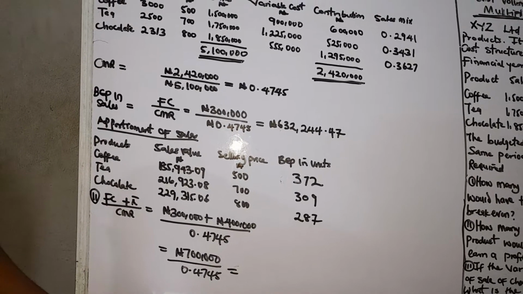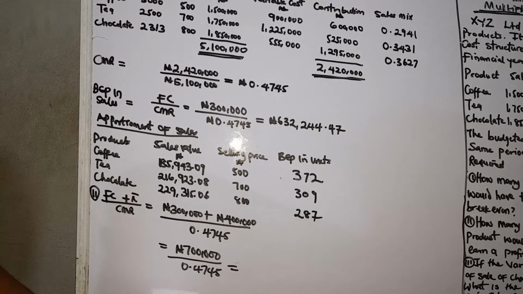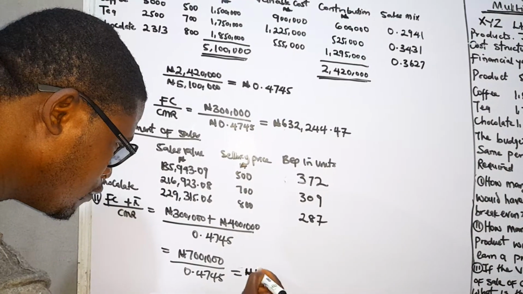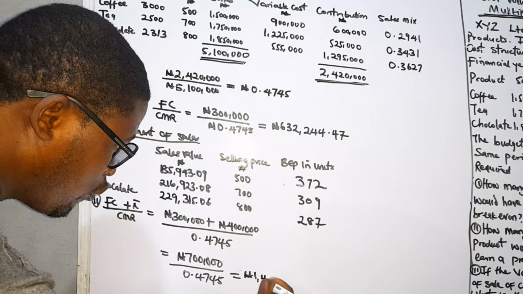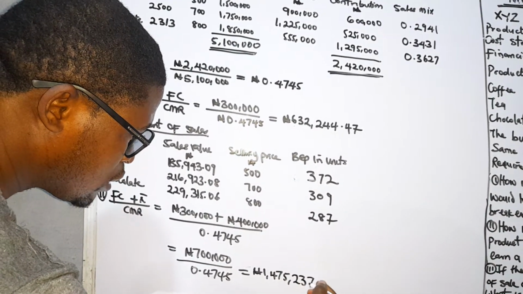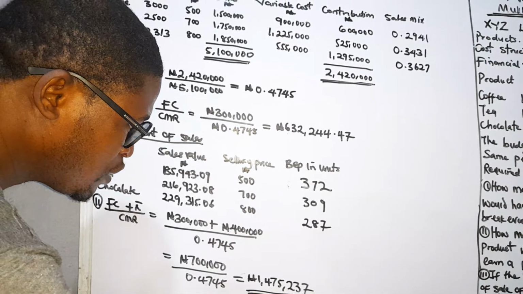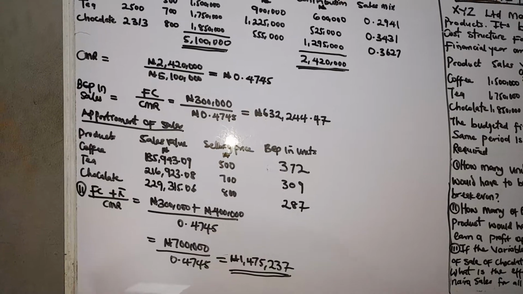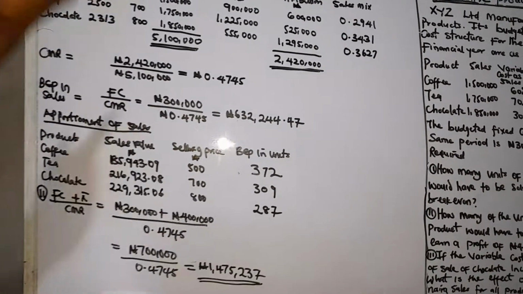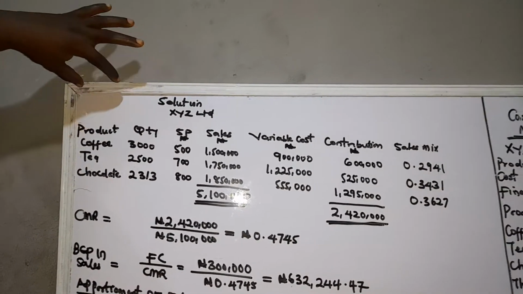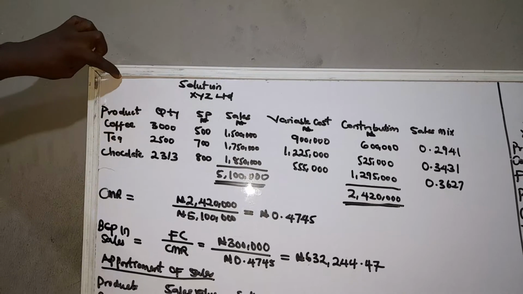700,000 divided by 0.4745 gives us 1,475,237. So this one now is for the 3 products. Take note. You get it now. But the examiner is asking us how many of the units. So that means we have to come back to this.